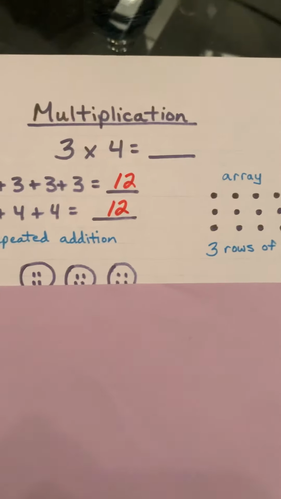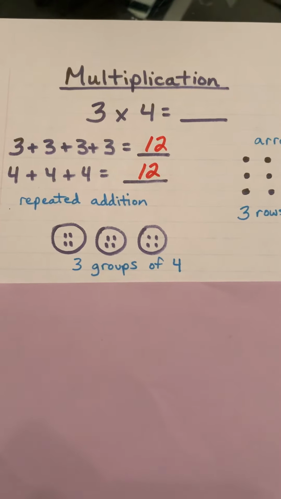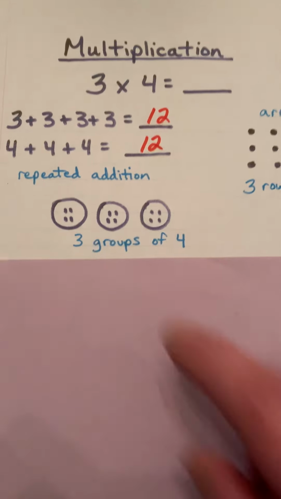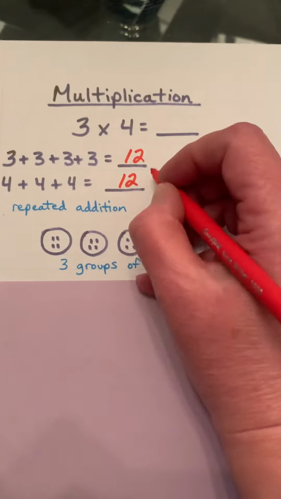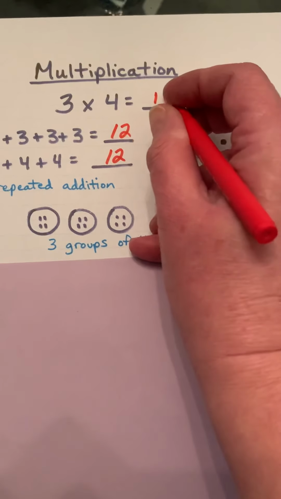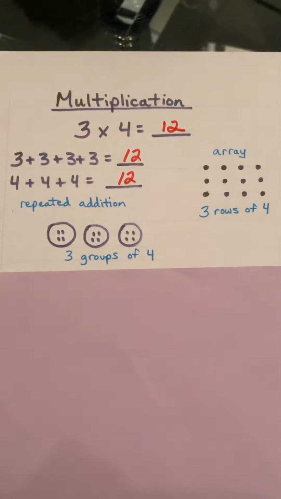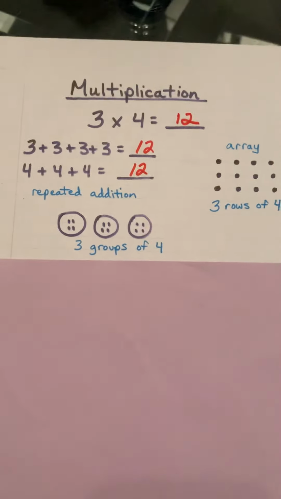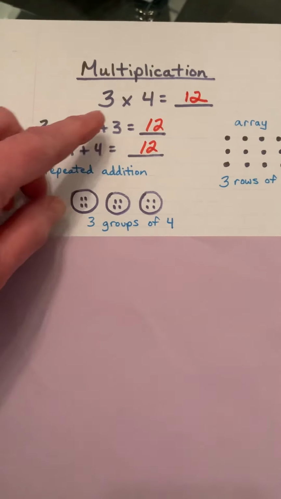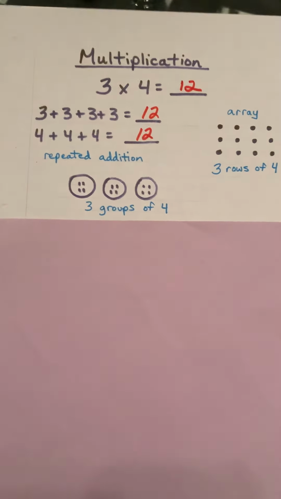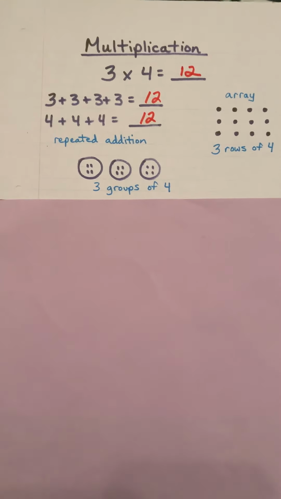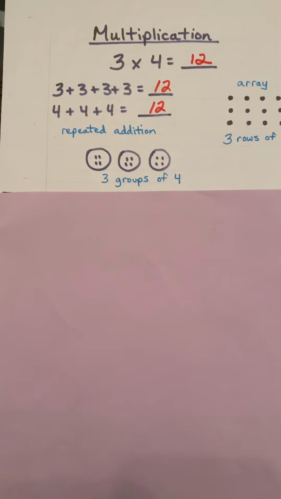Or I could also think about groupings. 3 groups of 4: 4, 8, and 12. So any way we look at it, 12 is the answer to 3 times 4. Thinking about basic facts, 3 times 4 is a basic fact. Basic facts are facts that we should be memorizing, so please work on that if you don't know them already.